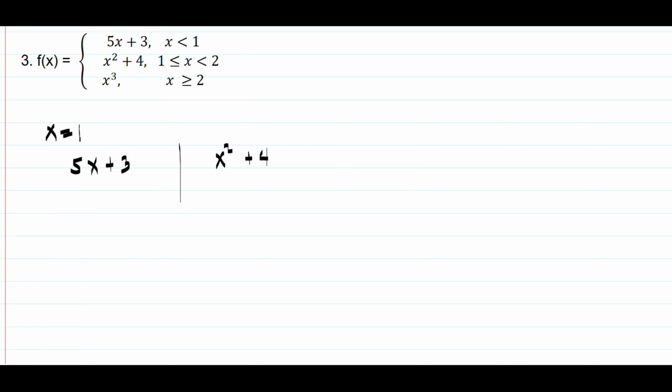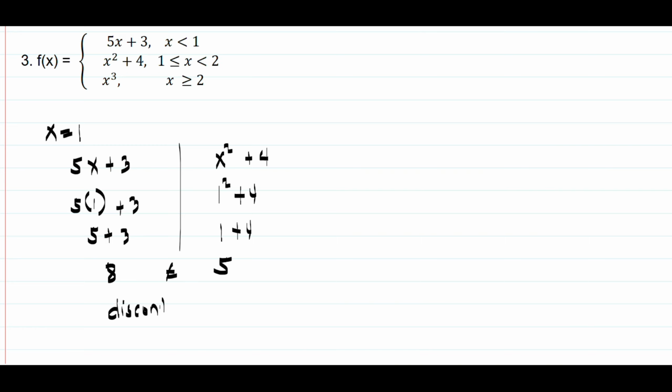So let us substitute the value of x in the given functions and check if we have the same value. So 5 times 1 plus 3, that is 5 plus 3, that is 8. And then on the other side, we have 1 squared plus 4, that is 1 plus 4, and that is 5. Since the first function, for x less than 1, gives 8, and the other function, for x greater than or equal to 1, gives 5, they are not equal. So therefore, it is discontinuous at x equals 1.